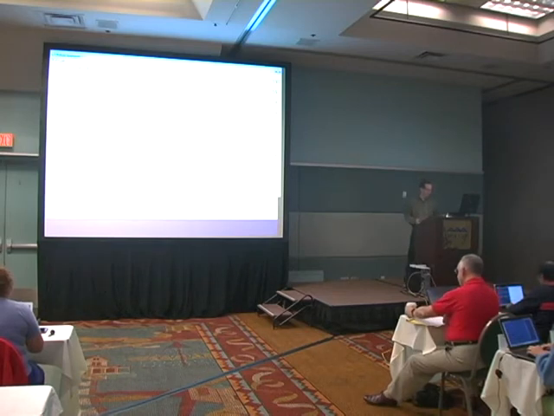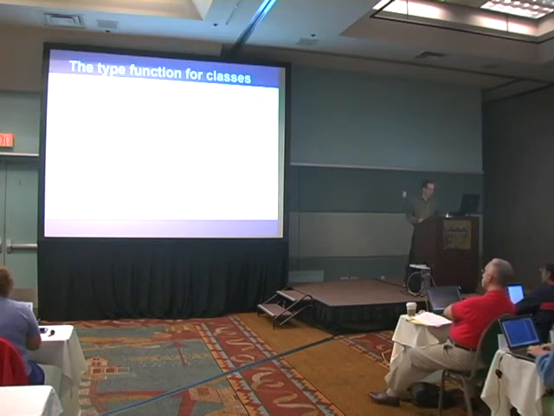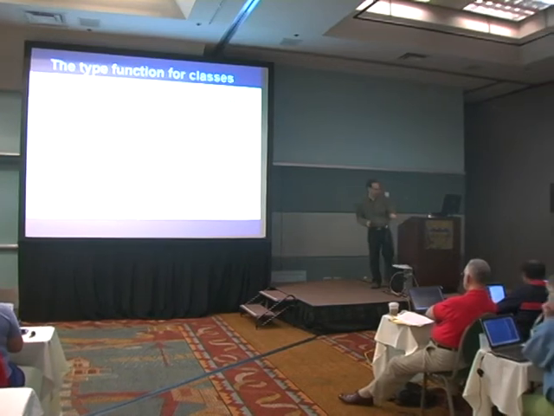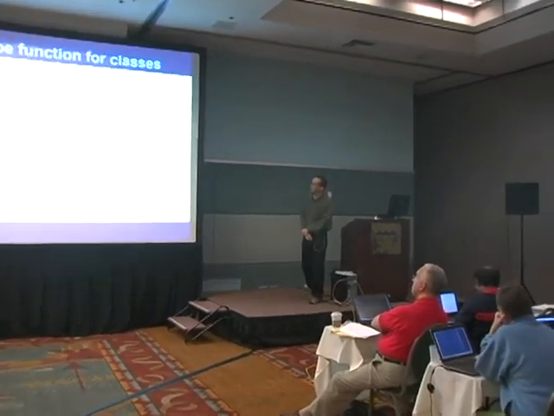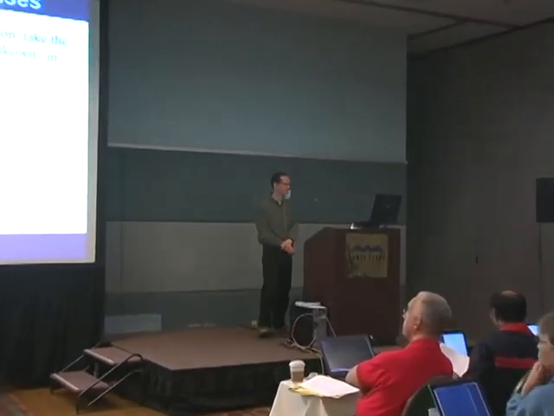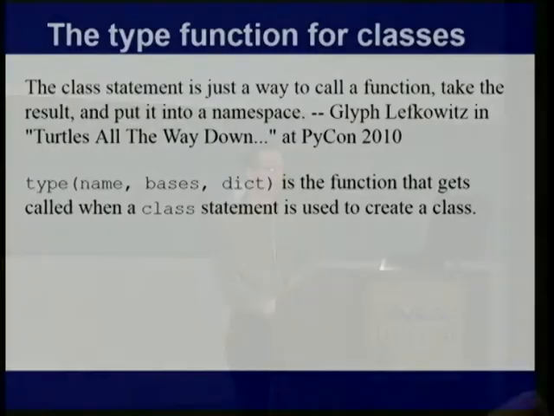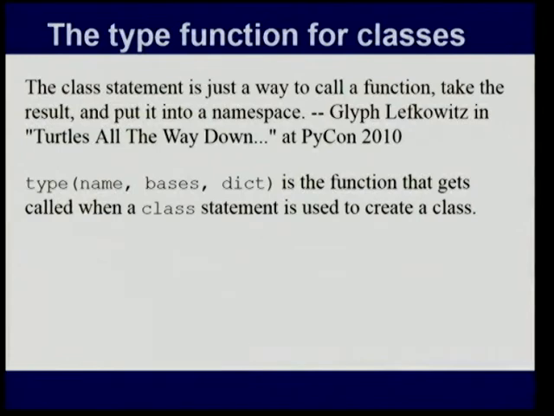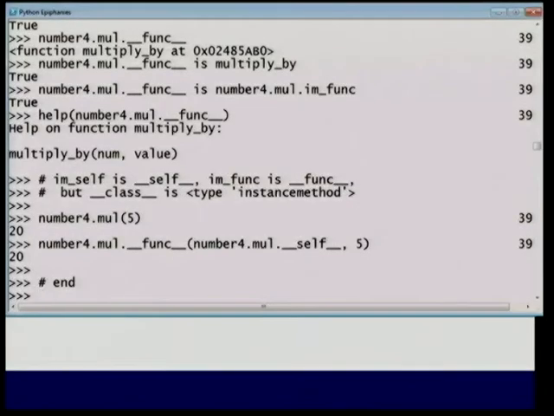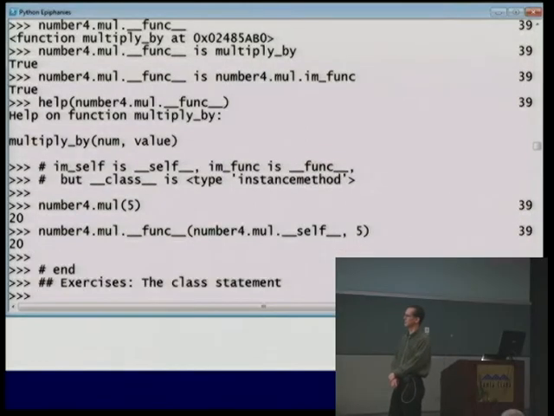Let's look at one other interesting thing about classes and types here. So the class statement, this is from Glyph's talk in 2010. It's just a way to call a function, take the result, and put it into a namespace. We got that. Turns out that the type function, which we've seen a few times here, you can actually pass it multiple arguments. If you pass it 3 arguments, it will do the same kind of thing. And again, not that you will, I've never used it this way, except for playing around.